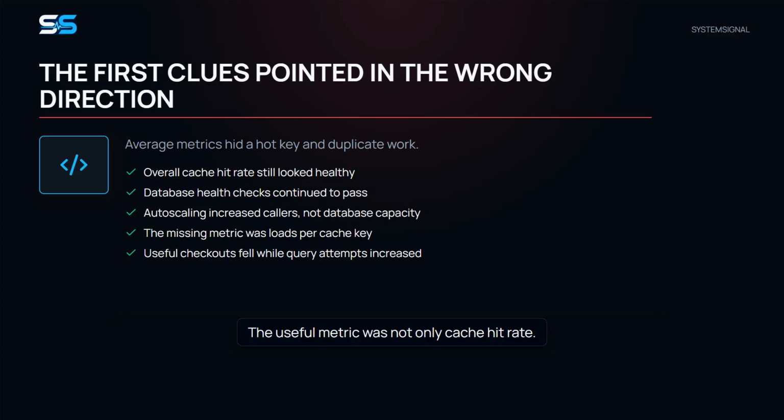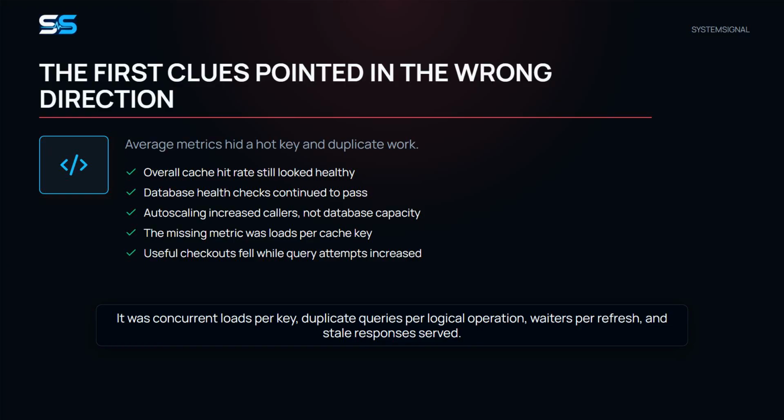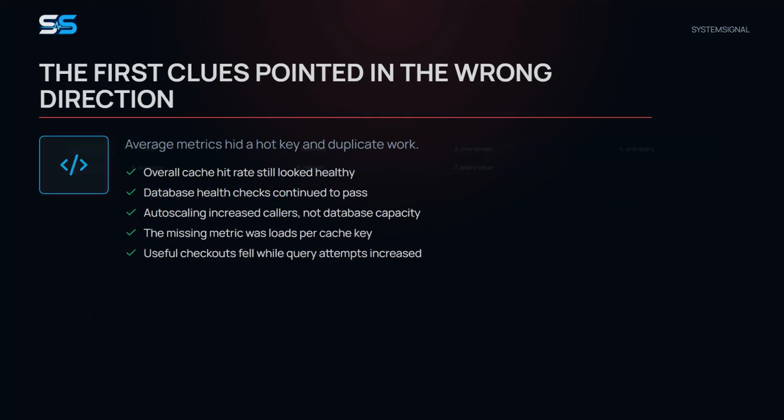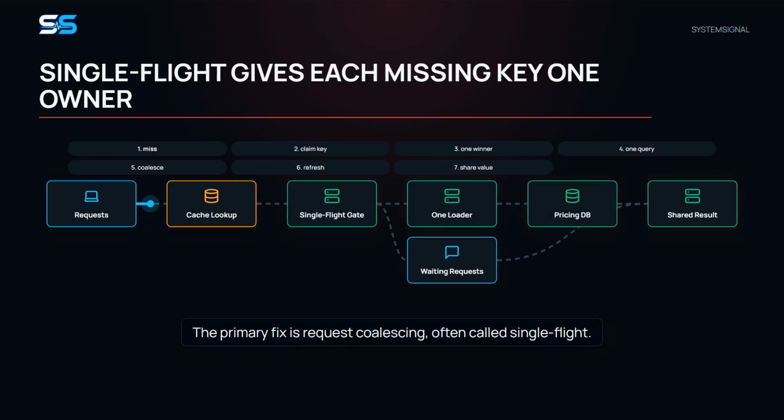The useful metric was not only cache hit rate, it was concurrent loads per key, duplicate queries per logical operation, waiters per refresh, and stale responses served. Once the team grouped work by cache key, the outage stopped looking like mysterious database trouble and started looking like an ownership problem. The primary fix is request coalescing, often called single flight.